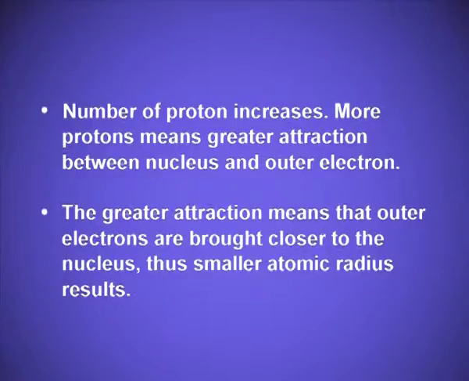The main two reasons are: the number of protons increases. More protons means greater attraction between the nucleus and the outer electron. The greater attraction means the outer electrons are brought closer to the nucleus, thus a smaller atomic radius results.